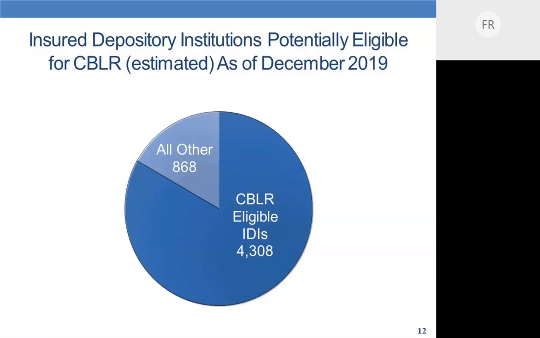There were over 4,300 institutions that could potentially be eligible to use the framework, and of the 868 institutions that are not eligible, 474 of those are close, with leverage ratios between 8 and 9%.